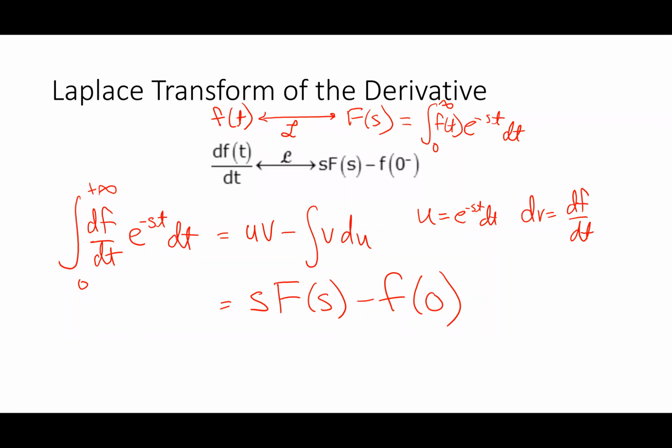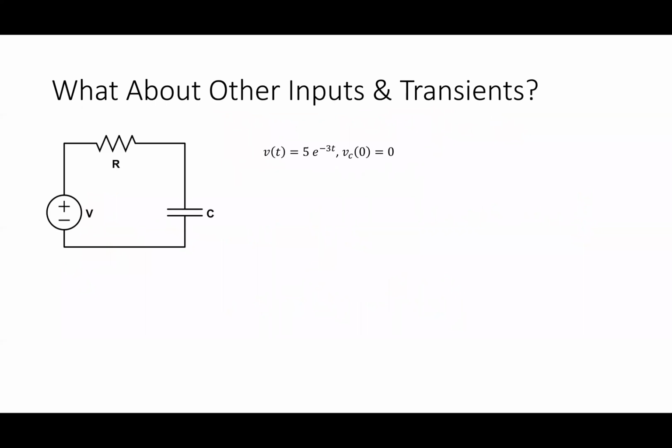Now, in particular, where I could use this is I could say, what happens if I have that guy there, 5e to the minus 3t, and I wanted to find this voltage Vc of t? What would I do to do that?